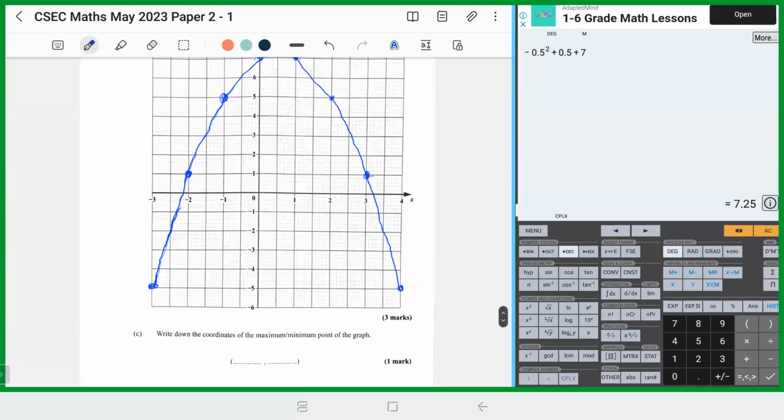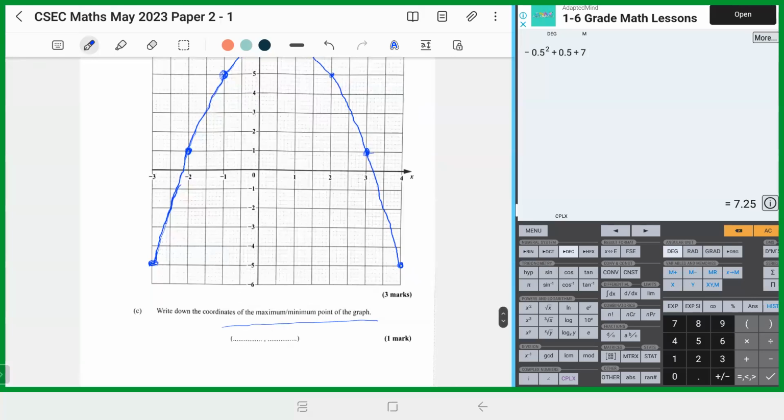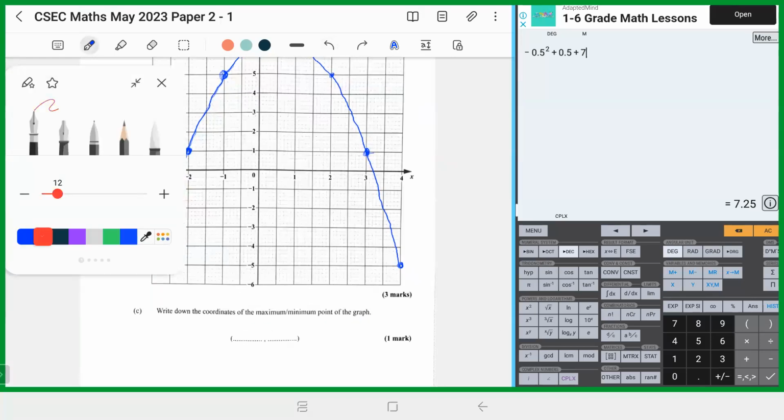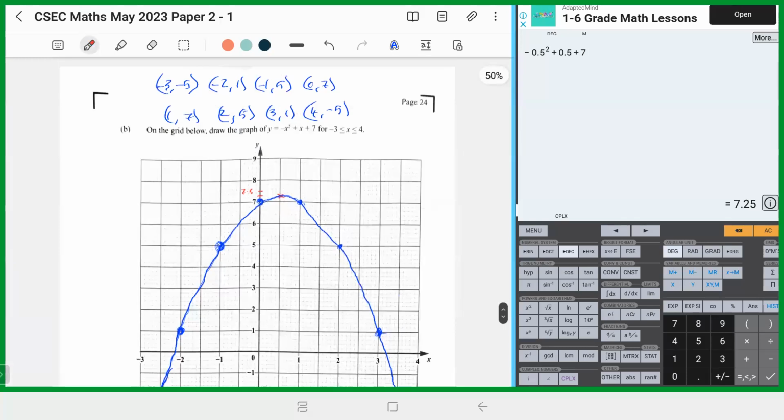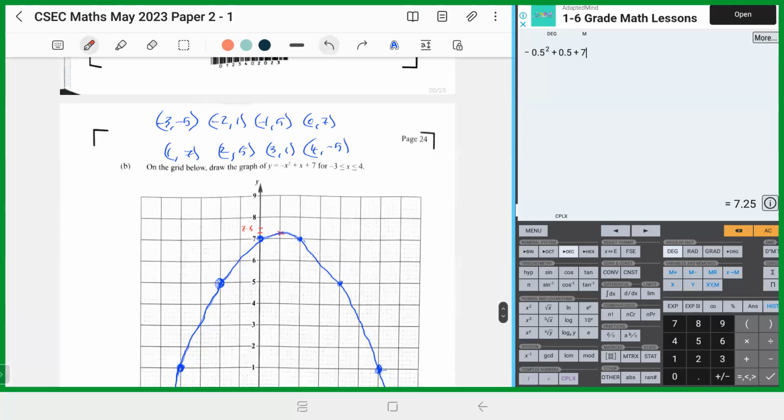All right. What question do you want us to do? Write down the coordinates of the maximum or minimum point. It's actually a maximum, right? So we know it's a maximum, so we can indicate that it's actually a maximum. Write it here. And we work it out. It goes right here, 0.5, 7.25.